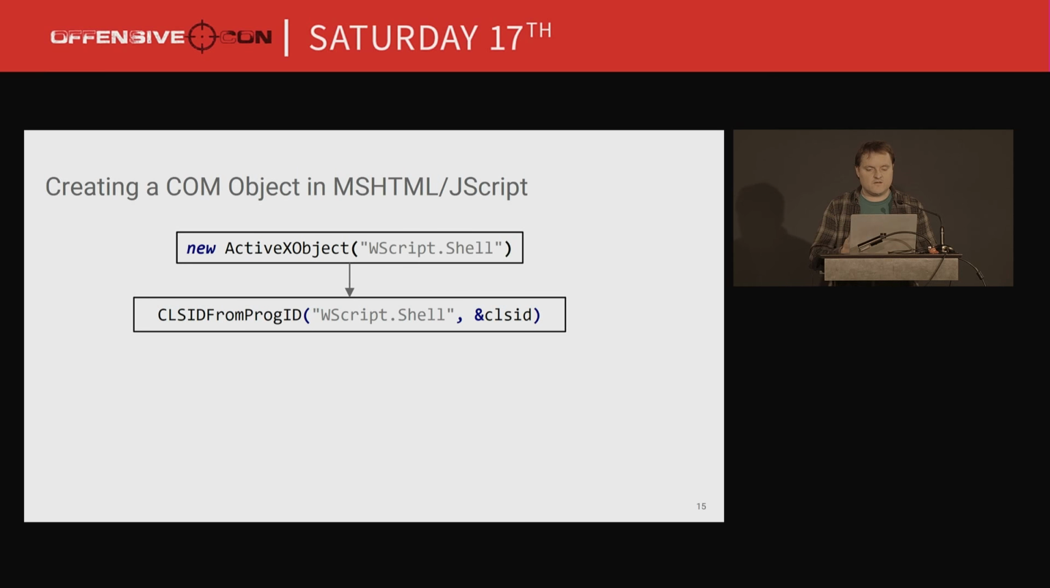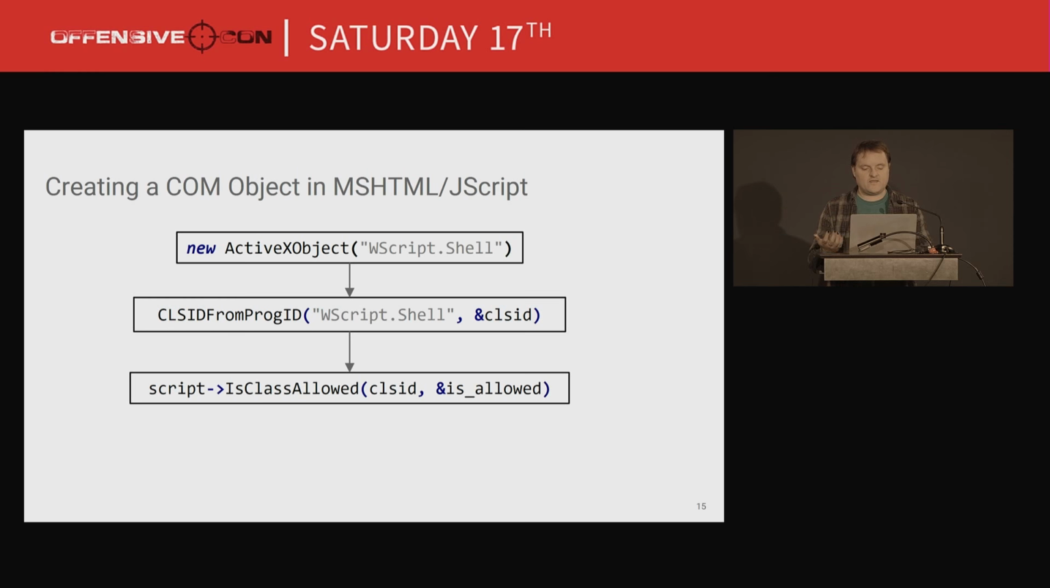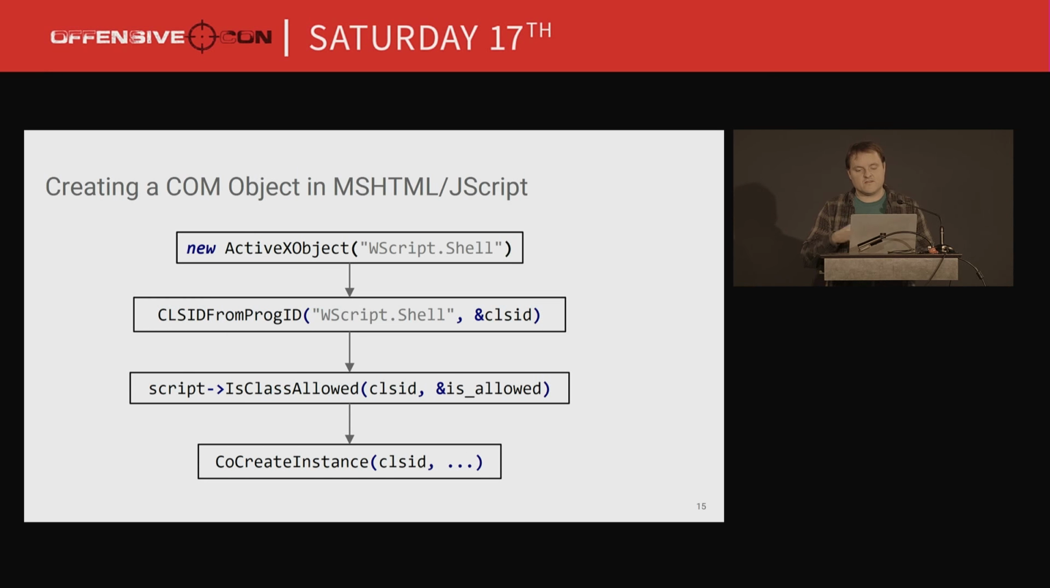So underneath the hood, JScript calls CLSIDFromProgID, which is a system API, and that looks up that string and returns you a class ID. That class ID is then passed to isClassAllowed, which then passes it to CoCreateInstance, assuming that isAllowed is actually set to true. So there's probably some sort of time-of-check time-of-use issue here in that obviously when we're checking the class isAllowed and then creating the class with CoCreateInstance, there's a lot of things which could go wrong in between those two steps.